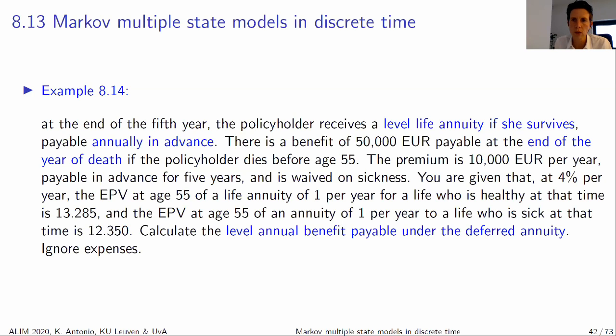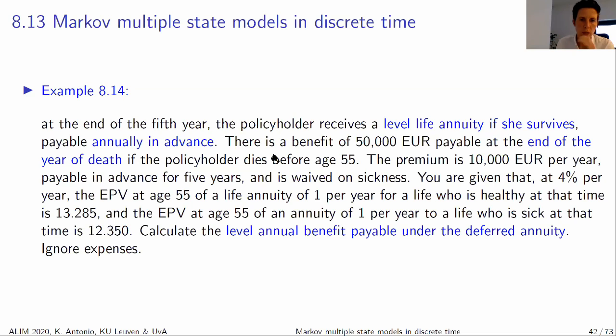You've got the interest rate, which is 4% per year. You've got the EPV at age 55 of a life annuity of 1 per year for a life who's healthy at that time, and the EPV at age 55 of an annuity of 1 per year to a life who's sick at that time. So there are a couple of ingredients here that we need to distinguish.